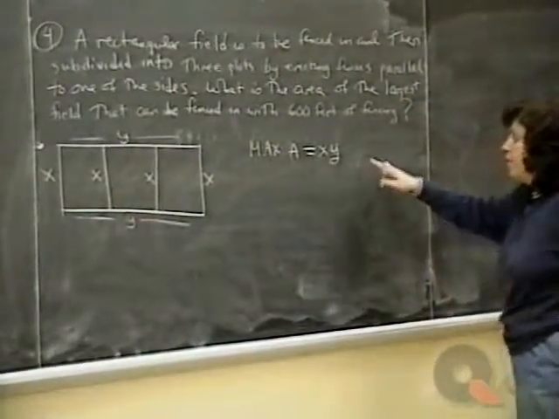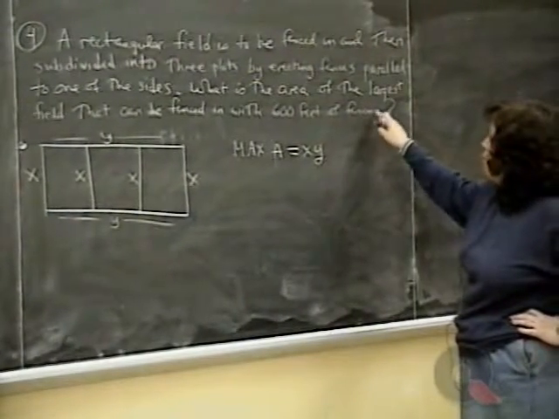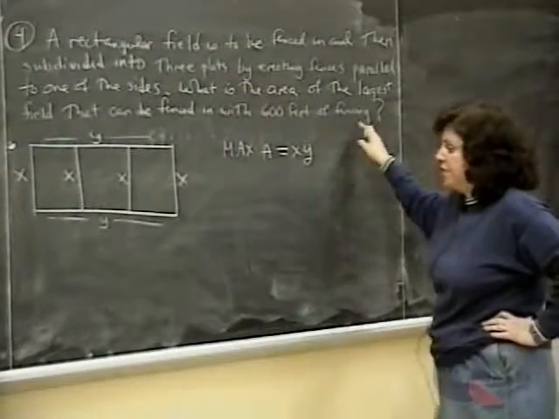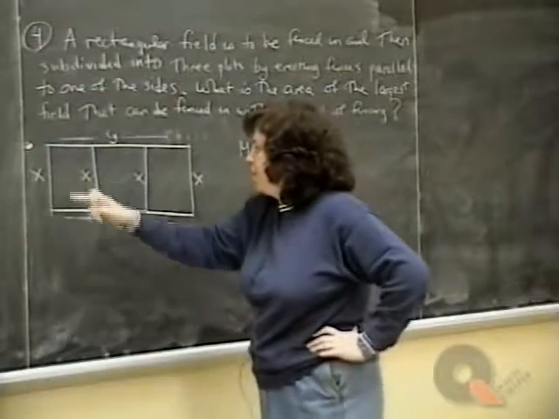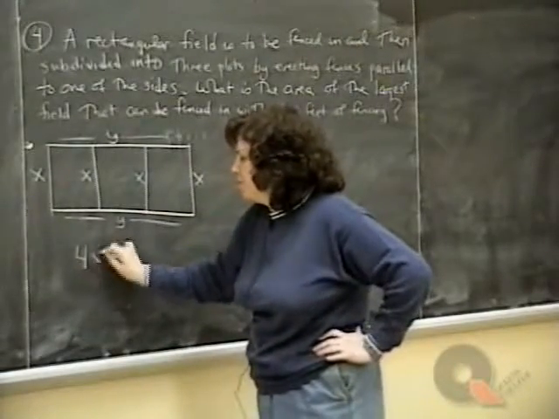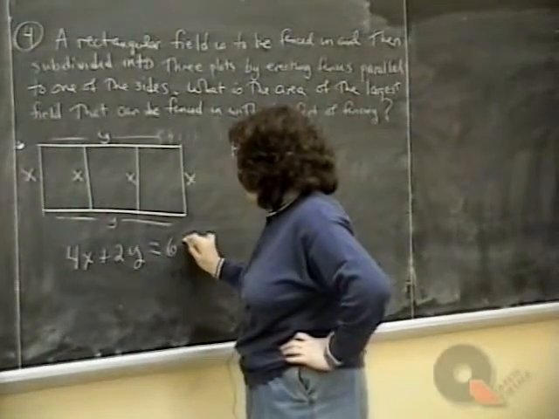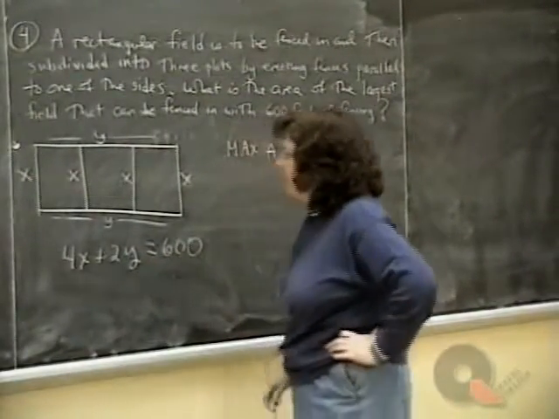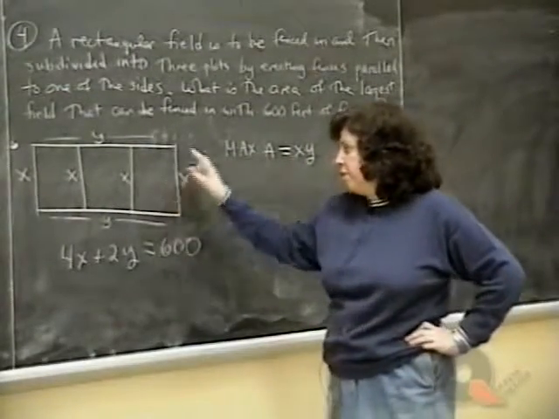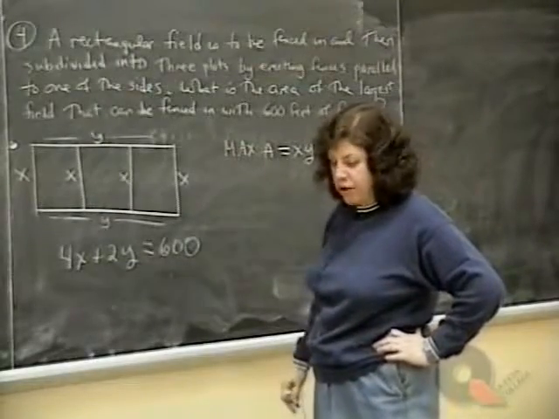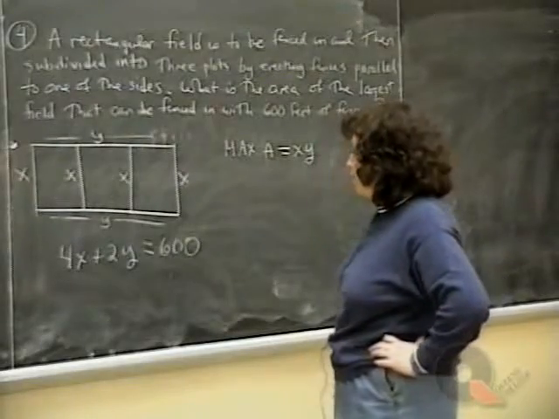To get a single variable, we need to look at the additional information. We only have 600 feet of fencing. So all the fencing, we have fencing here, here, here, here, here, here. That is 4x plus 2y has to add up to 600. We're going to use all the fencing because we want to have the largest possible field, but it's a variation on the perimeter that we had before. It's the total amount of fencing. 4x plus 2y should be 600.